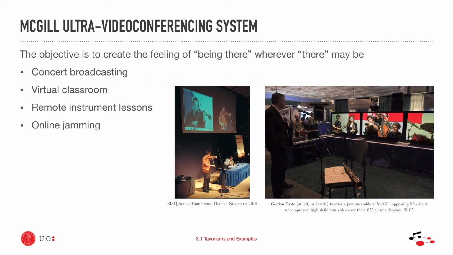The Ultra video conferencing system of McGill is probably one of the earliest examples of peer-to-peer solution including audio and video. It is a sort of high-quality, high-fidelity video conferencing system. The aim was to provide the feeling of being there, wherever there may be, using computer networks and the internet. Applications included broadcasting of concerts, virtual classrooms, remote instrument lessons, and online jamming.